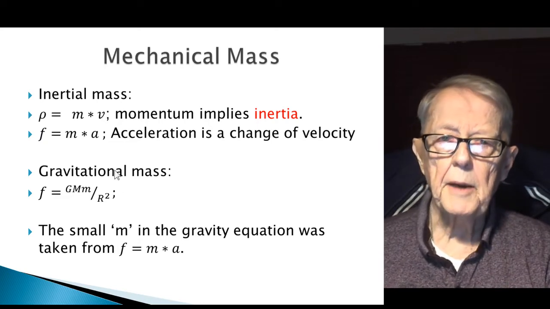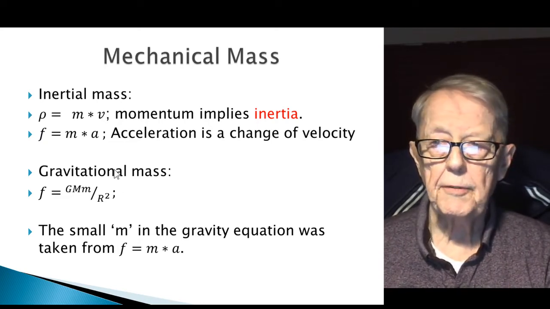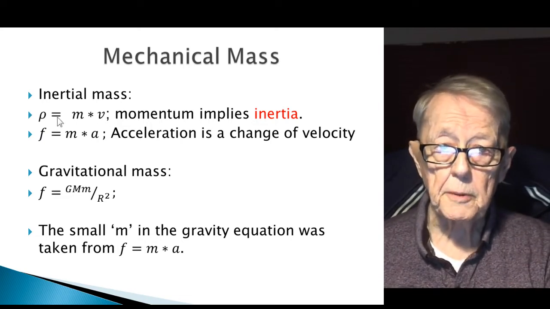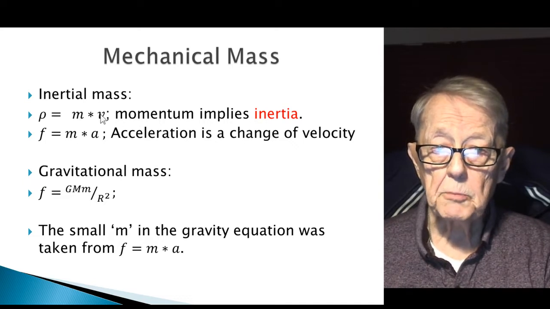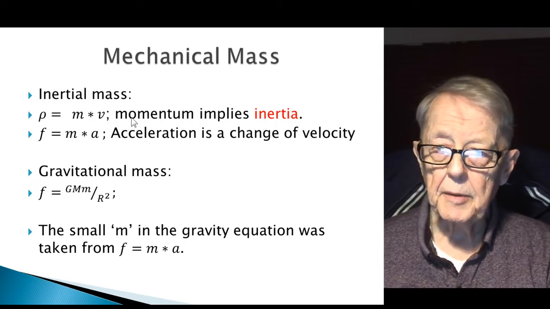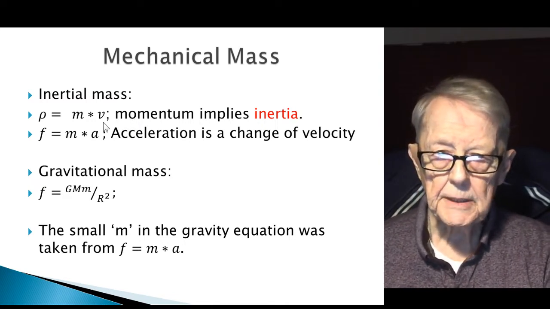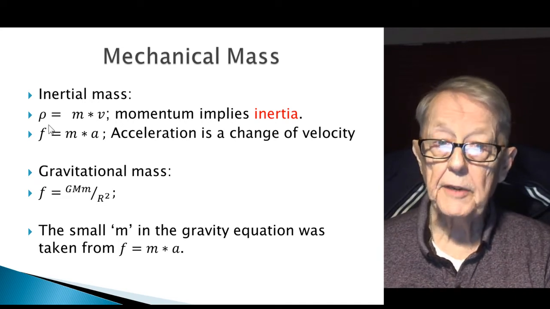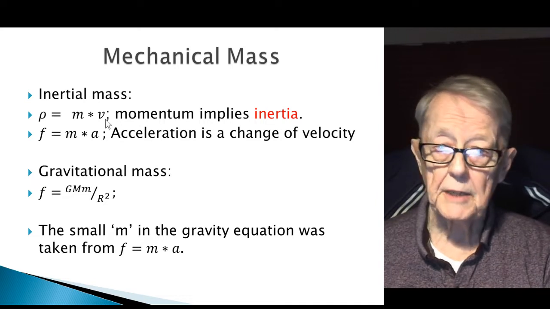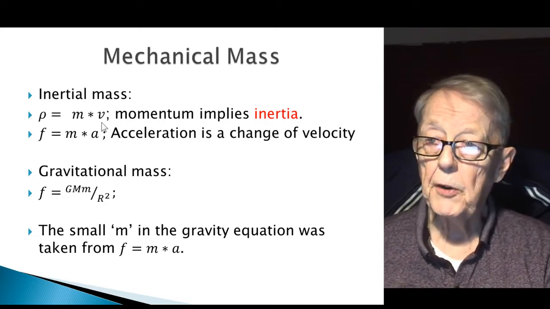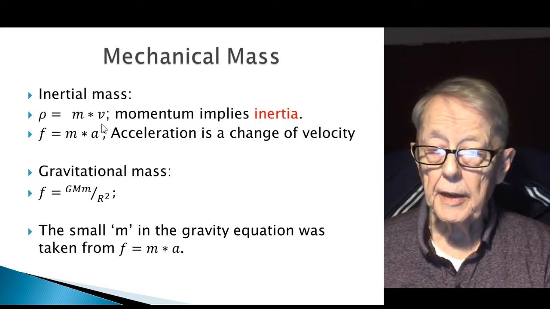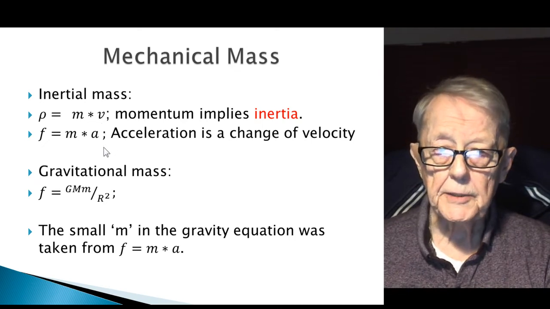Now let's talk about mechanical mass, and this really comes strictly from Newton. Inertial mass is usually associated with Newton's first principle. If an object of mass m is moving at constant speed, Newton claims that it implies that it has inertia. And actually, this is an equation that we humans define: momentum as mass times velocity, to give us some figure of merit of that momentum and an implication of what the inertia is.